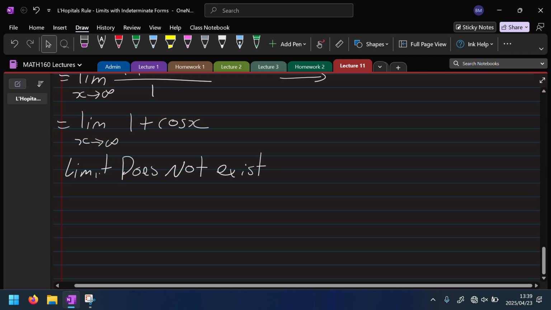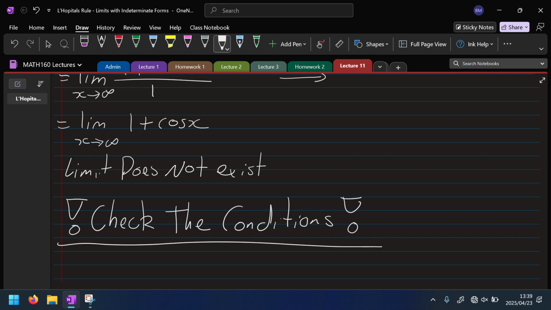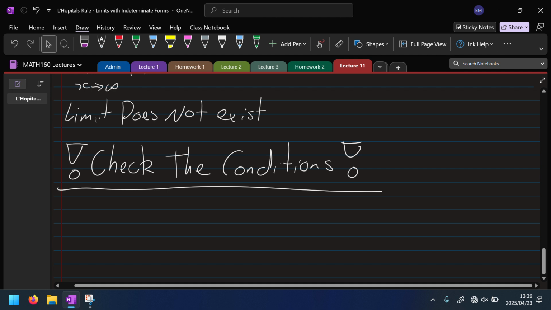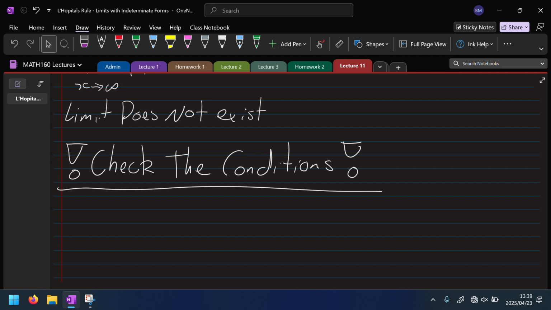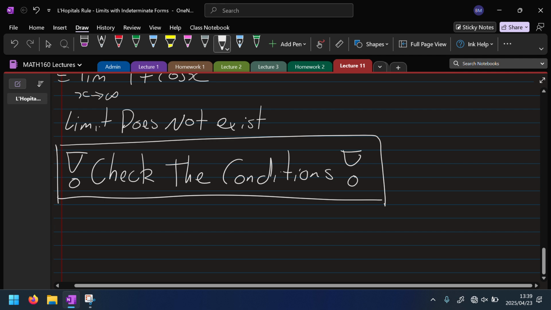Okay, so big exclamation mark, check the conditions. So in the quiz, test, exam, whatever, if I give you a limit question and you use L'Hopital's rule on something that can't use L'Hopital's rule, well, you just get 0 because you never checked the conditions. So please be careful about that. Make sure if you're going to use L'Hopital's rule, you can use L'Hopital's rule. Otherwise, you get 0 because it's all wrong. So please check the conditions.